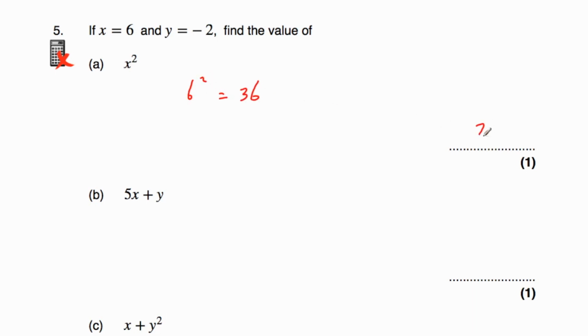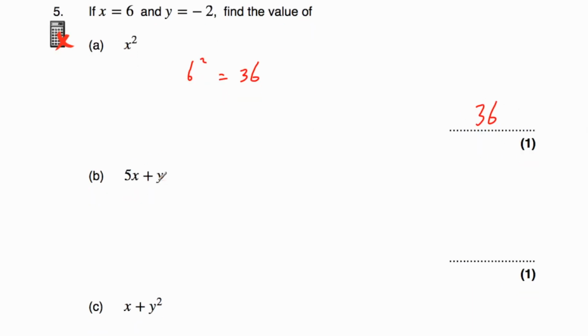So that would be equal to 36. So 6 squared is 36. Next, 5x plus y. Well, 5x means 5 times x, and x is equal to 6, so we're going to do 5 times 6, and 5 times 6 is equal to 30. So we've got 30 plus, and then whatever value y is, and y is equal to negative 2, so we're going to do 30 plus negative 2.